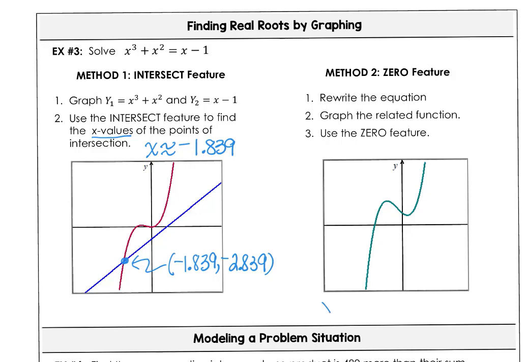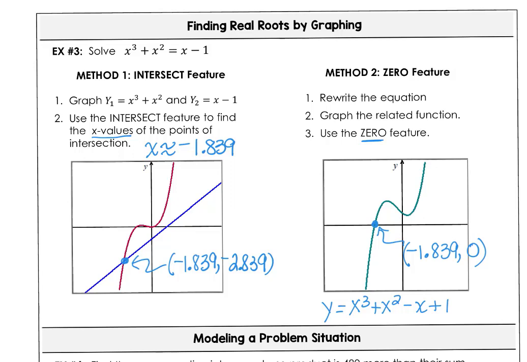The green graph would be x cubed plus x squared minus x plus 1. And then I would use the zero feature, and the zero of the polynomial needs to be the same answer. Negative 1.839 is my zero. So whichever method you prefer, either one works, and they're both valid.